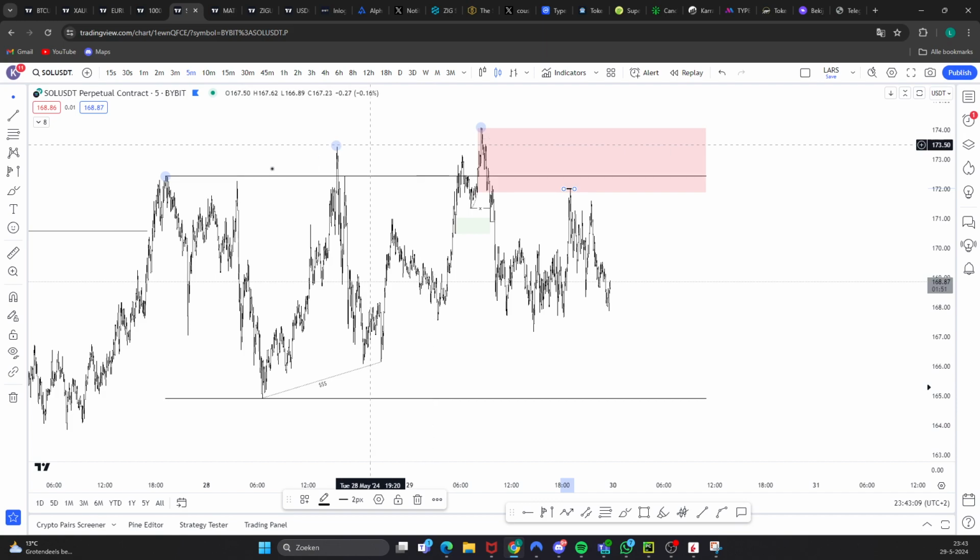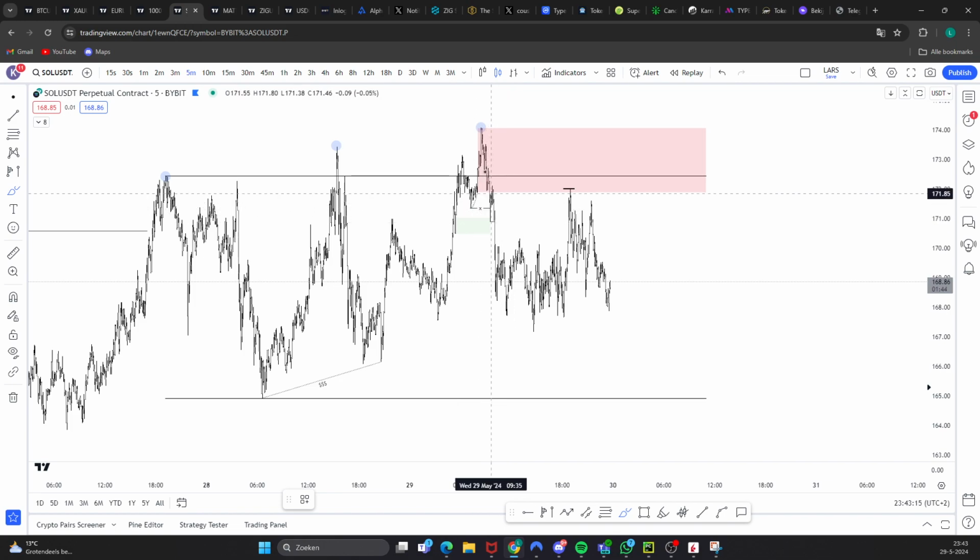So to conclude it or to summarize it, Model 1 distribution with a break. Instead of entering on the break, which we didn't get, I entered on the reconfirmation after SFPing it, because that's still a valid way to short. Okay? So that was my Sol trade.